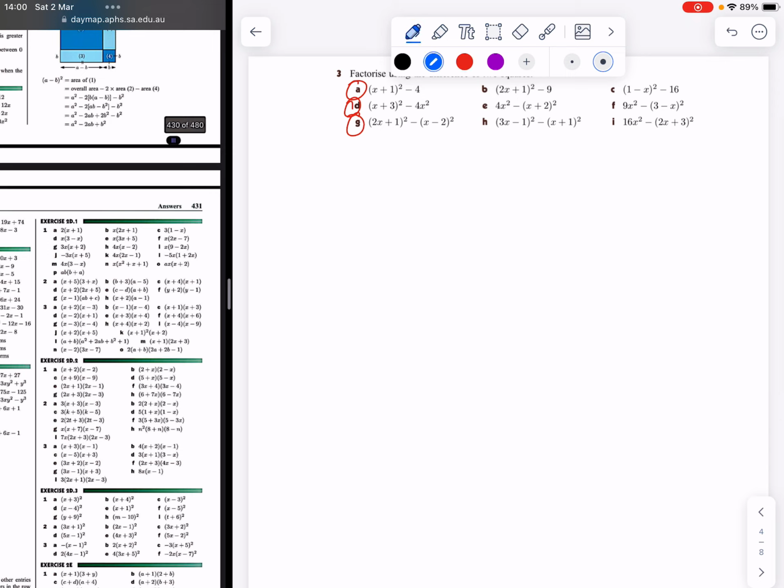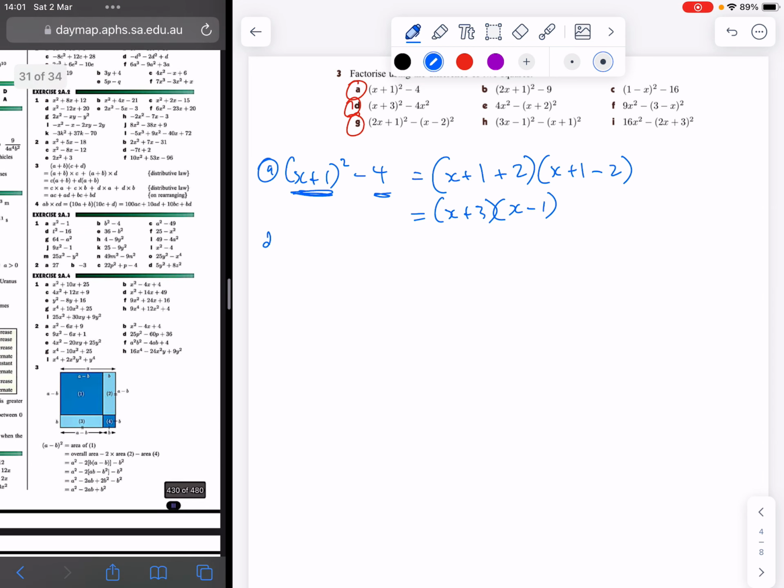Factorize 8, x plus 1 squared, take 4. This is a square number, this is a square number. What do I square to get x plus 1 squared? X plus 1. So it's x plus 1 plus what I square to get 4, which is 2, then x plus 1 take 2. X plus 1 plus 2 is x plus 3. X plus 1 take 2 is x take... Well, stop cheating. 8D, x plus 3 squared take 4x squared.